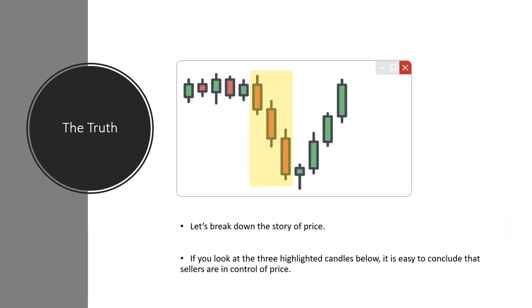If you look at the three highlighted candles on the chart, it's easy to conclude that the sellers were in control, right? That's that yellow highlight area. We see three bold red candles. Now, we could have three red, two blue, two green, one orange, but the overall massive market movement was down. And we see each close is lower. So who is in control? We would say the bears.